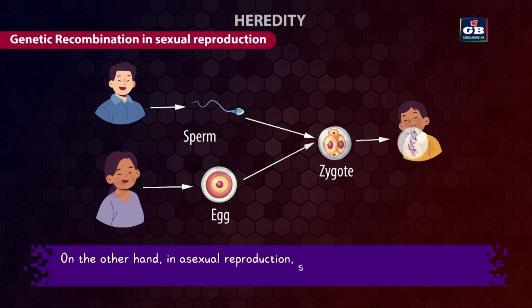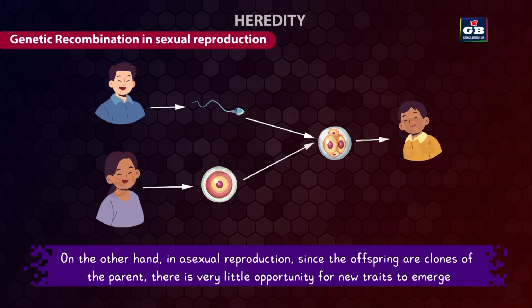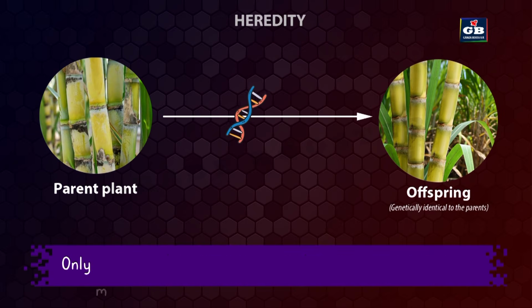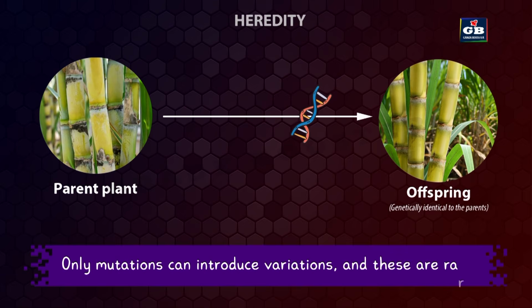On the other hand, in asexual reproduction, since the offsprings are clones of the parent, there is very little opportunity for new traits to emerge. Only mutations can introduce variations, and these are very rare.